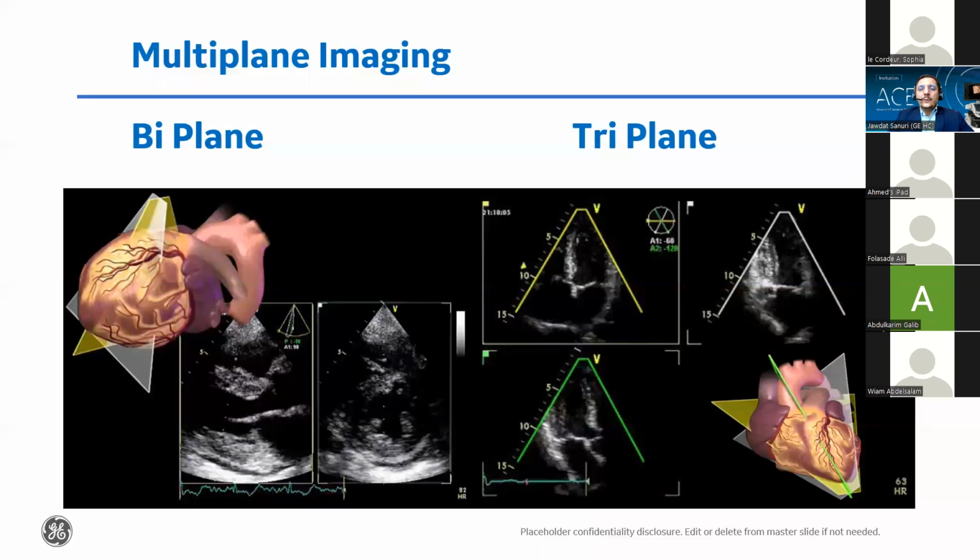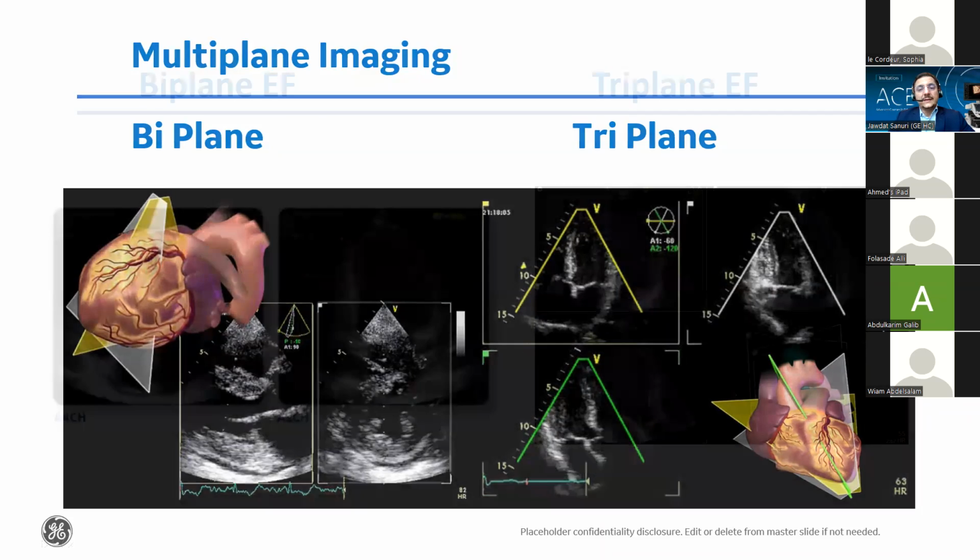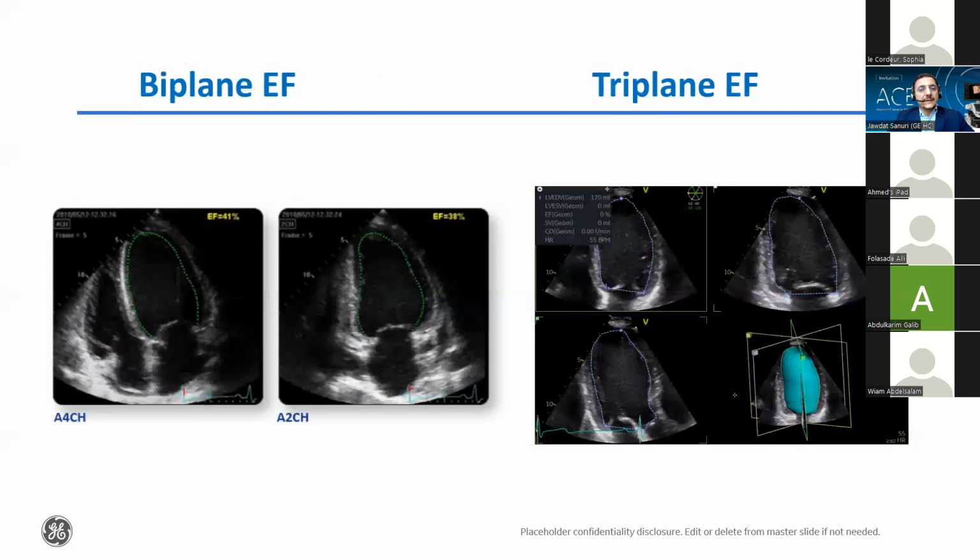Then we have triplane capability, which is specifically more helpful in the apical views. If you start with a normal 2D 4-chamber view and you activate triplane, instantly you will have a perfect 4-chamber, perfect 2-chamber, and perfect 3-chamber. Of course, as we mentioned last time, you have to have the apex and the LV in the center of the image, not the septum. You can change the angle as well, as we mentioned.